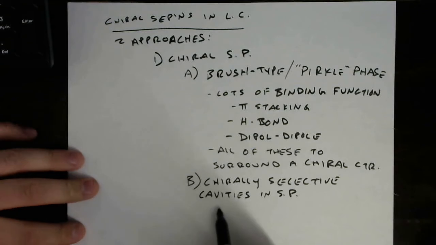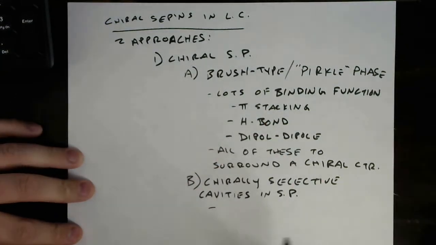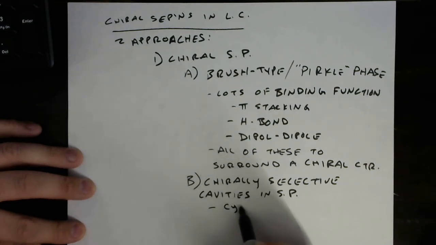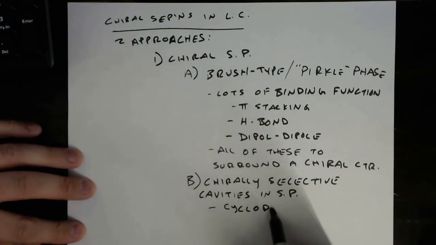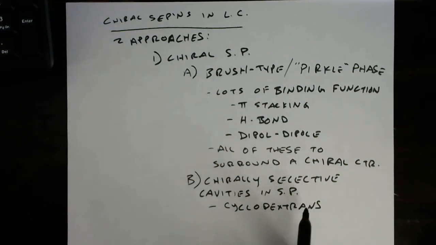And so the big tool here, and it's one that's going to come back when we talk about the other way of doing this that's not chiral stationary phases, are cyclodextrins. So the idea would be to design stationary phase particles where you have these binding pockets, and these binding pockets are basically made of cyclodextrins. So we'll switch over to a screen capture here real quick, and take a look at what the structure of these cyclodextrins looks like.